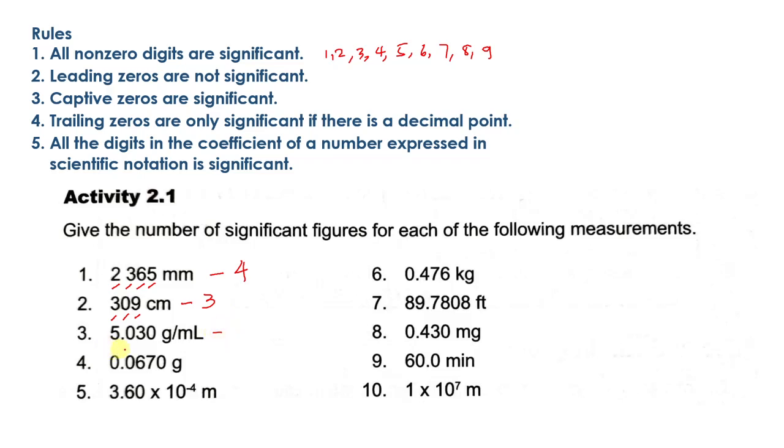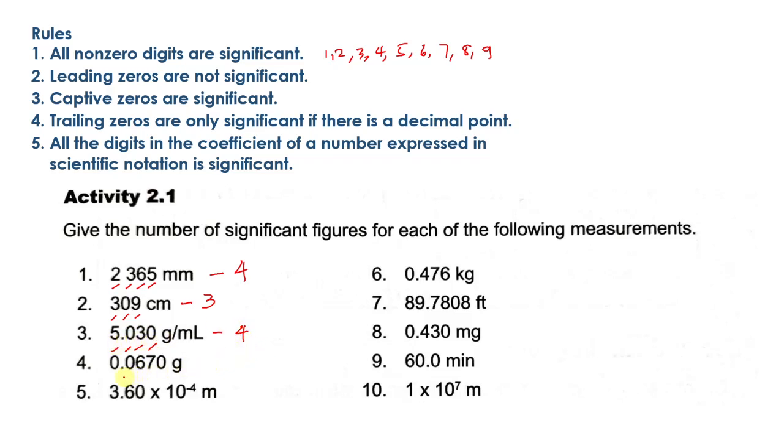Let's go to number 3, 5.030 gram per ml. So here we have 5 and 3. These are counted again because non-zero digits are significant. Here we have a captive 0. It's in between these digits, so this is significant. Here we have a trailing 0. Again, trailing zeros are after the non-zero digits. In this case, trailing zeros are significant if there is a decimal point in the number. And in this case, there is a decimal point, so this trailing 0 will be considered as significant. So overall, 1, 2, 3, 4, this has 4 significant figures.